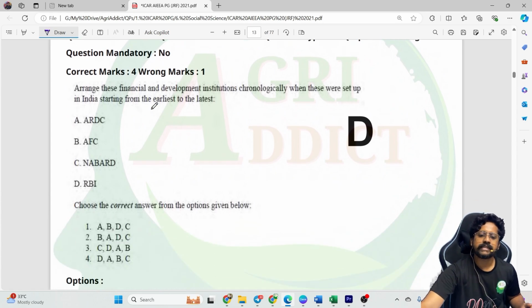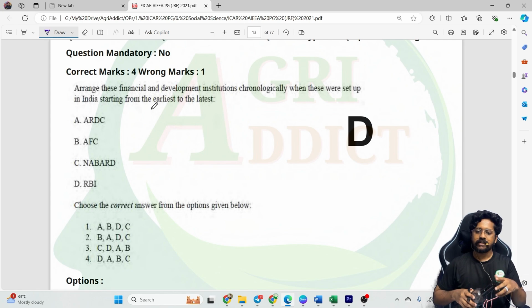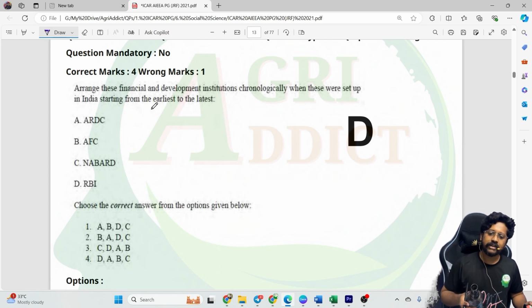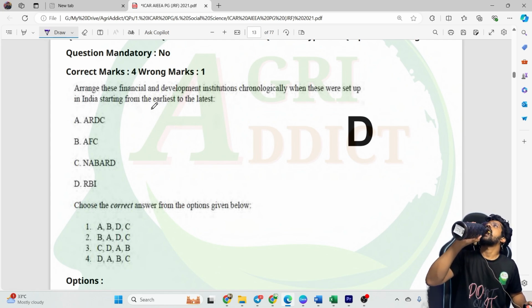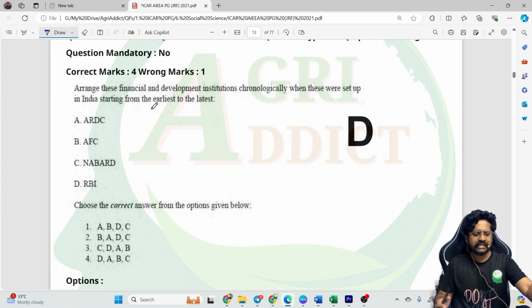So yes, next question, it's from agricultural finance. Arrange the financial and development institutions chronologically when these were set up in India, starting from the earliest to the latest. So we have been given ARDC, AFC, NABARD and RBI.